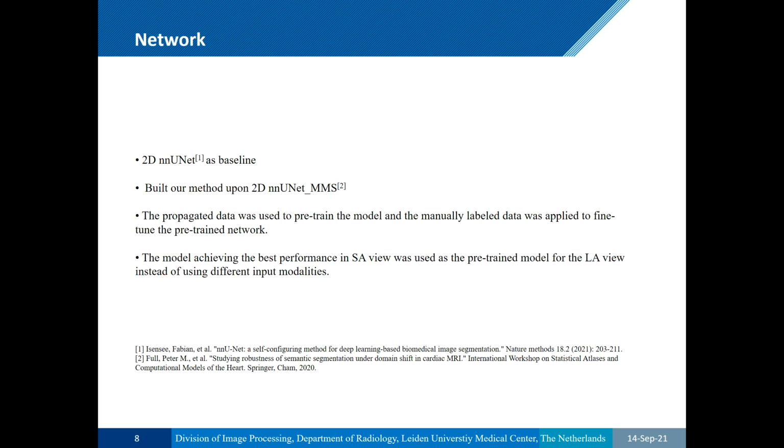nnU-Net is a fully automatic medical image segmentation framework. It was specially designed by investigating various data computation techniques and ranked first at the first edition of the M&Ms Challenge. Hence, we introduced it as a baseline and built our method upon it. Other models in this study are based on a 2D network. The propagated data was used to pre-train the model, and the manually labeled data was applied to fine-tune the pre-trained network. The model achieving the best performance in short-axis view will be used as the pre-trained model for the long-axis view instead of using different input modalities.